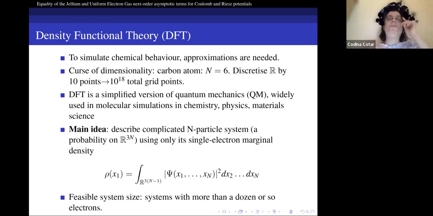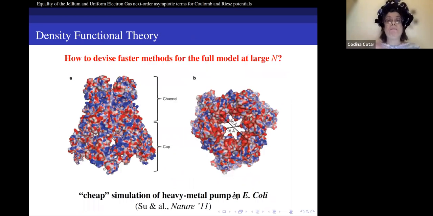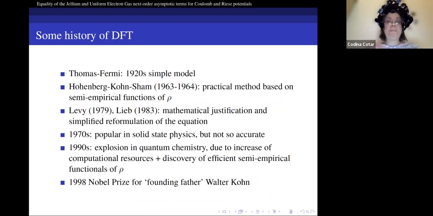So what we want to do is find approximations of the solution which only involve this single electron density rho. And this is something we want to do for many of our systems. And as I said, many of our systems will certainly have more than 12 electrons. So many of them will have lots of electrons.